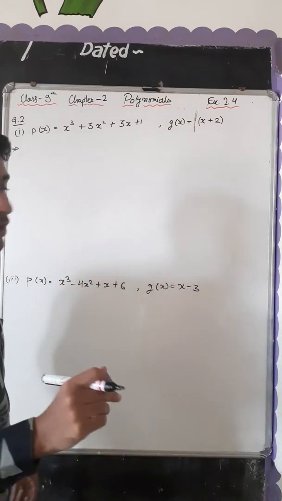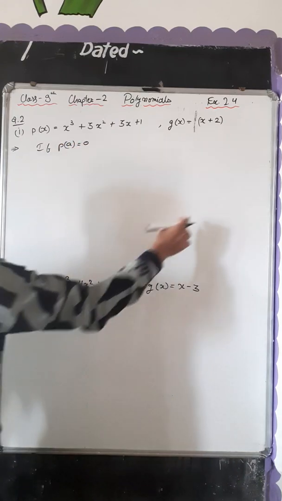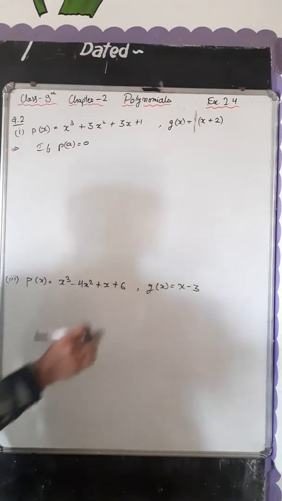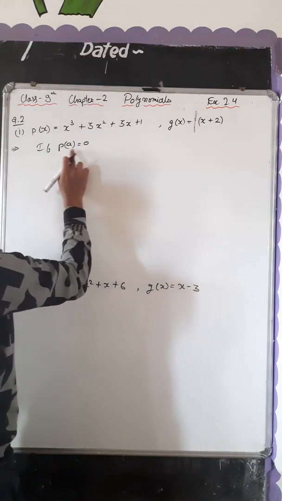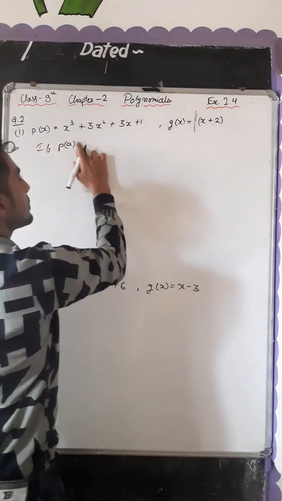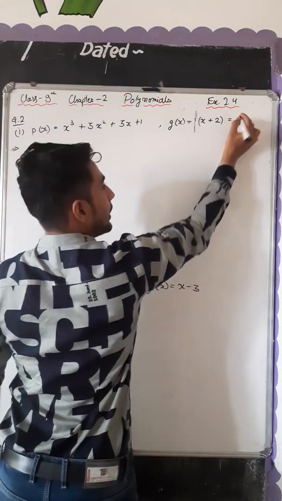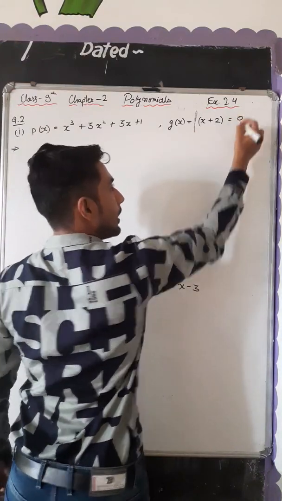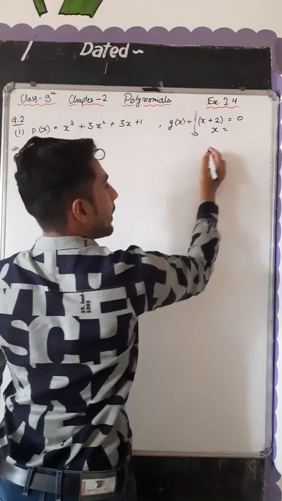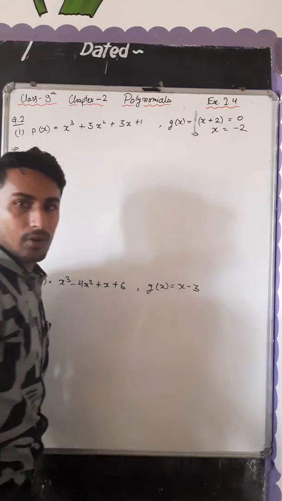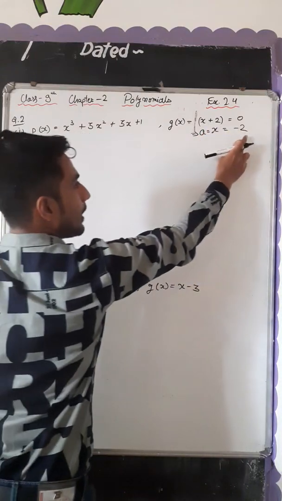For this, you will apply the factor theorem. What it says: if p(a) is 0, then this will be a factor of p(x). To find p(a), we need to first find the value of a. Equate x plus 2 equals to 0. Then the value of x will be equal to minus 2, and hence a will be equal to minus 2. So this is the value of a.